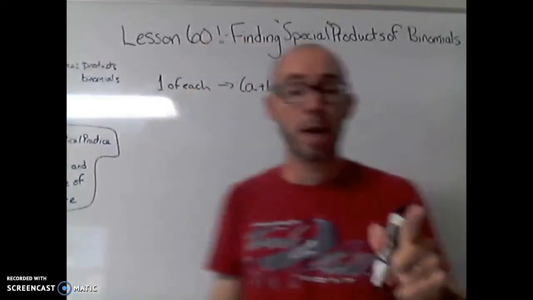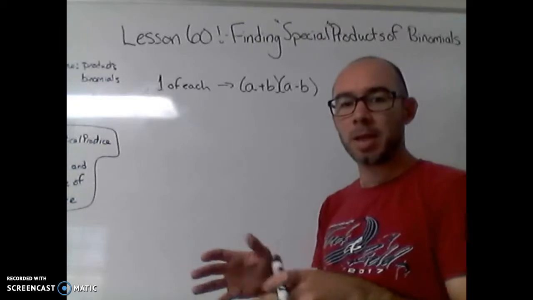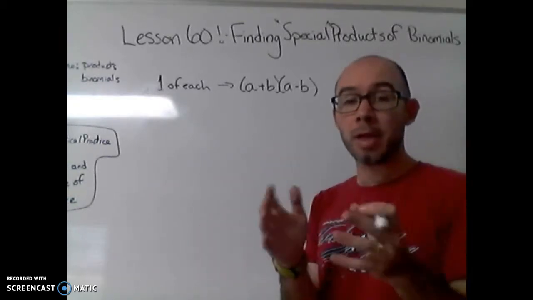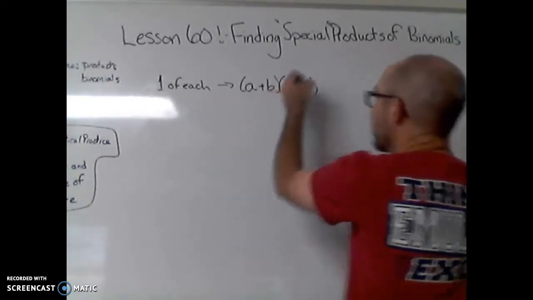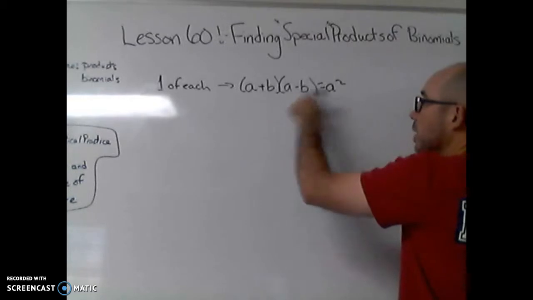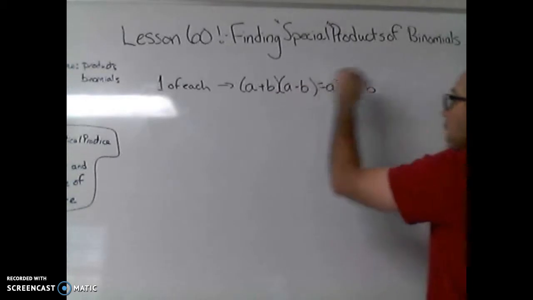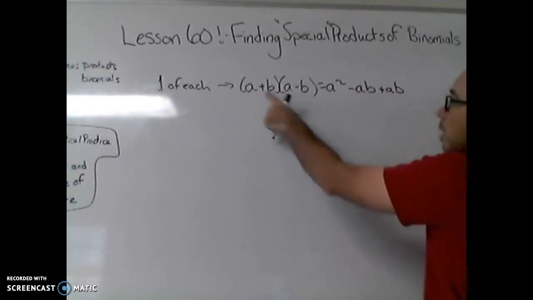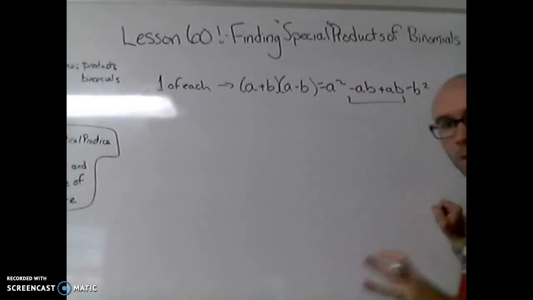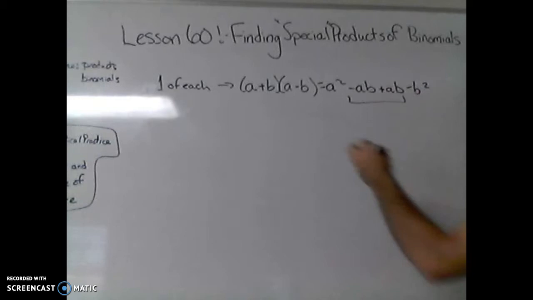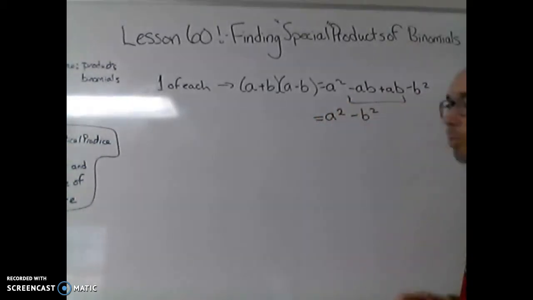Okay, let me show you one more pattern with this. Instead of (a plus b) times (a plus b) or (a minus b) times (a minus b), what if we multiply one of each? What kind of special pattern does that make? So let's just do the math. We'll get a times a is a squared. a times negative b is negative ab. b times a, we'll get a positive ab. And then the last two here, we get negative b squared. You notice that those two are opposite of each other. They will cancel each other out. So this actually just equals a squared minus b squared.